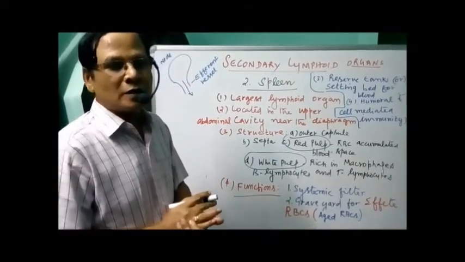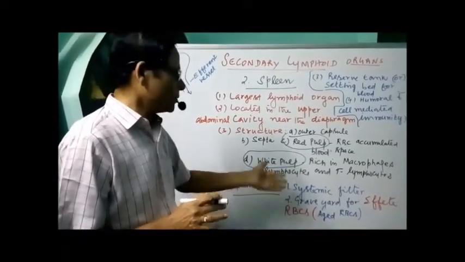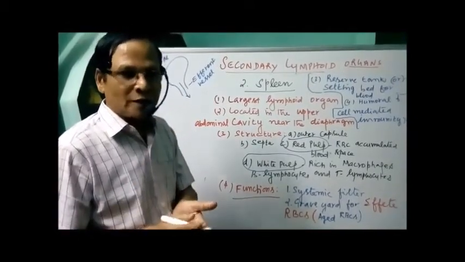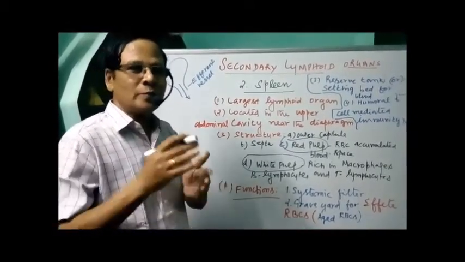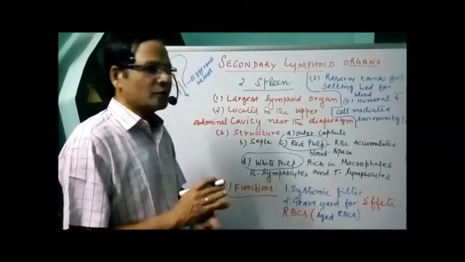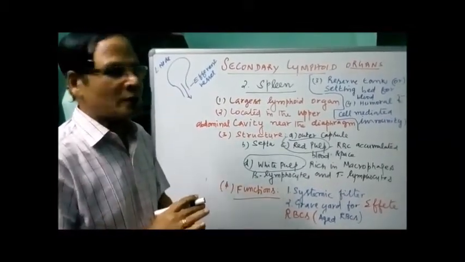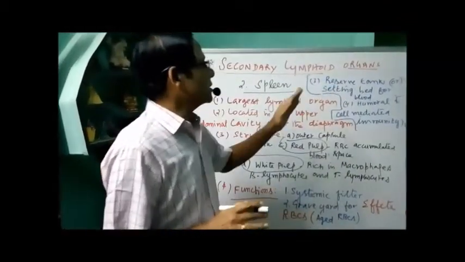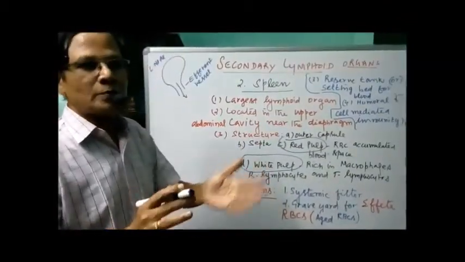It is a graveyard for effete RBCs. The aged RBCs, once they lose their function after 120 days, are destroyed only in the spleen. That's why the spleen is called a graveyard. The third one, it is acting as a reserve tank or settling bed for blood, storage of blood.